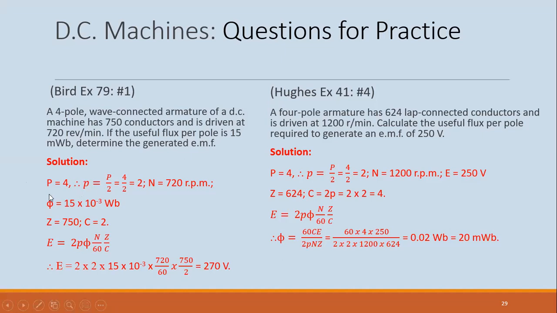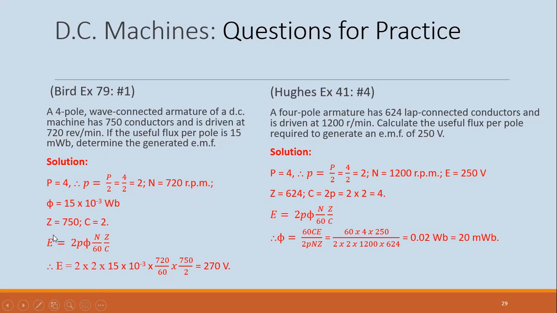All right. Now, as usual, we'll look for data in the problem. So the number of poles is P equal to 4. And that means that the number of pairs of poles would be 4 divided by 2. The speed is 720 RPM. The useful flux per pole is 15 milliweber, so 15 times 10 to the minus 3 webers. Z is the number of conductors, 750, and it is wave connected, so C would be equal to 2.